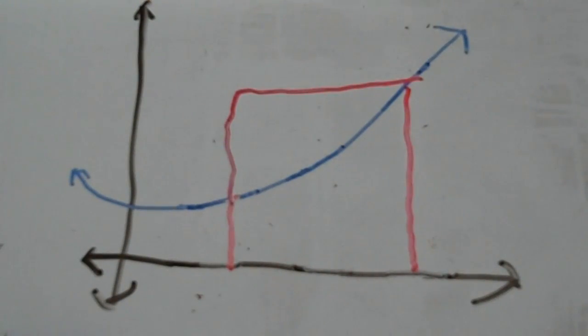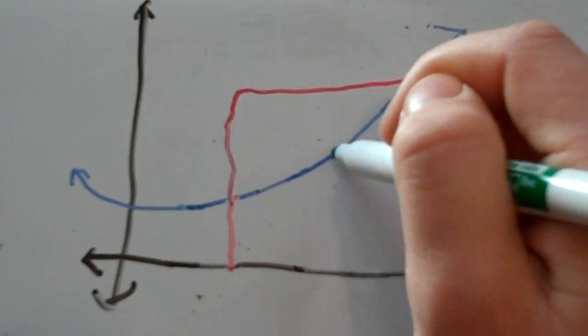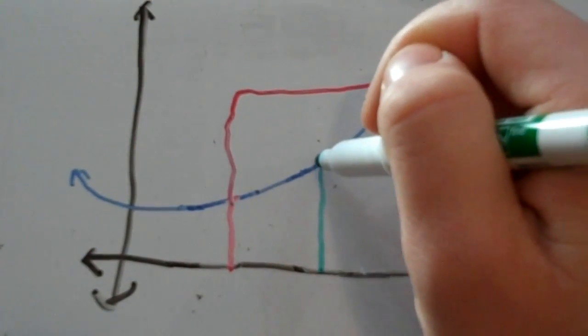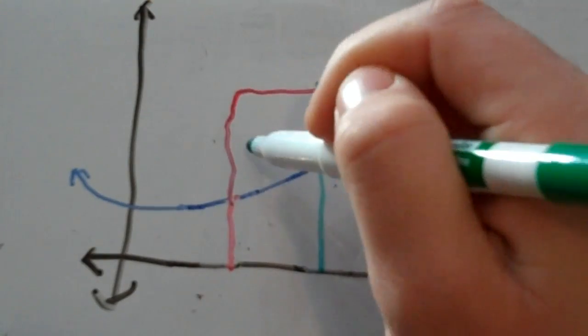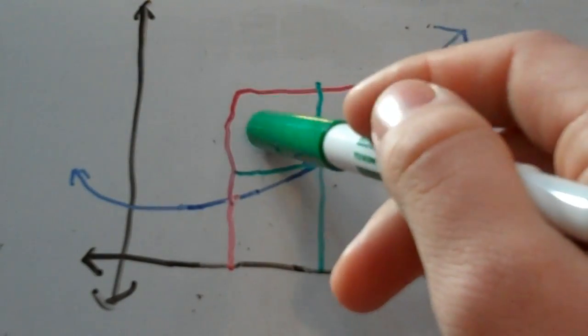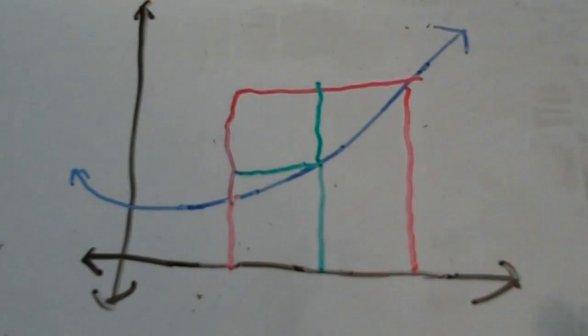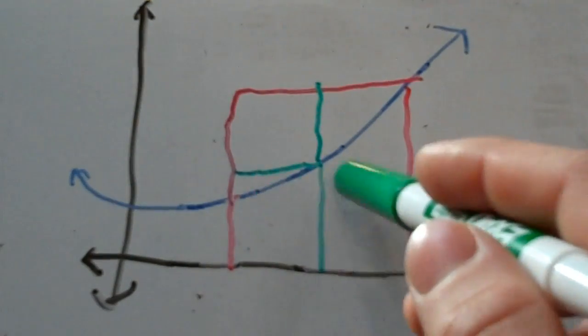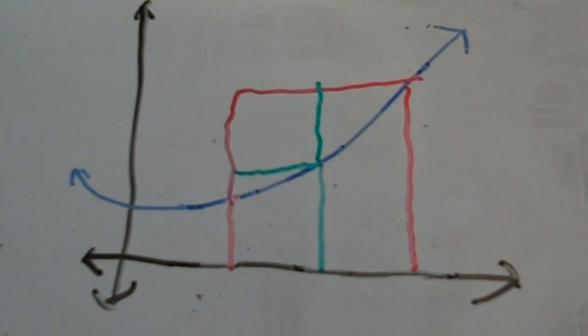Well, let's say we just divide up this rectangle now into two rectangles. So we've got two rectangles instead of just one. So we've got it like this. As you can see, by just using two, we've already cut out this whole section here. So the area of these two rectangles is closer to the actual area under the curve.